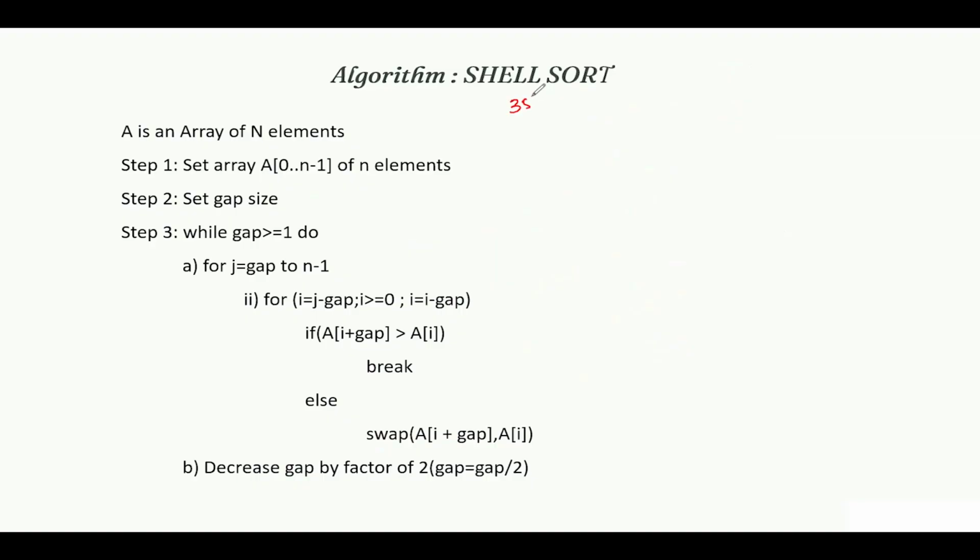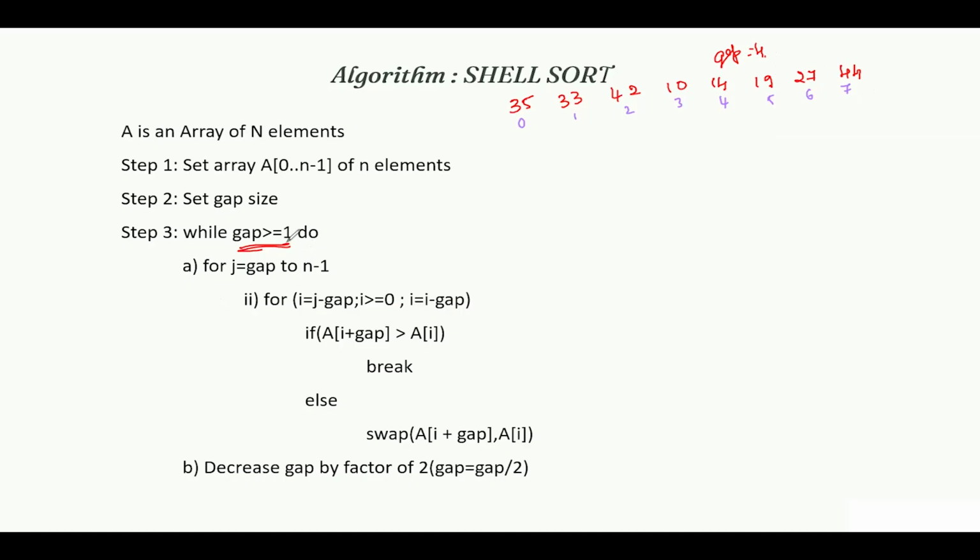Let's take the same example: 35, 33, 42, 10, 14, 19, 27, and 44. Now remember the index for this. This is 0, 1, 2, 3, 4, 5, 6, and 7. Okay, so let us start. Initially the gap is going to be 4. Let us take it as 4. And then remember, always the gap should be greater than or equal to 1.